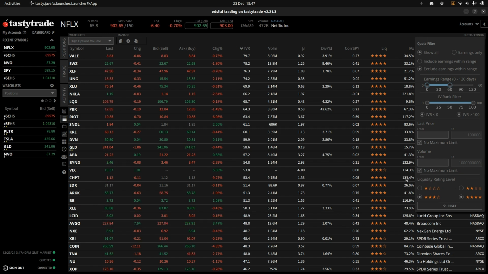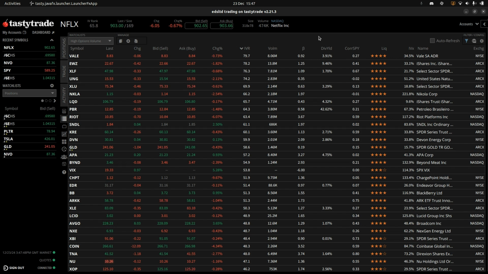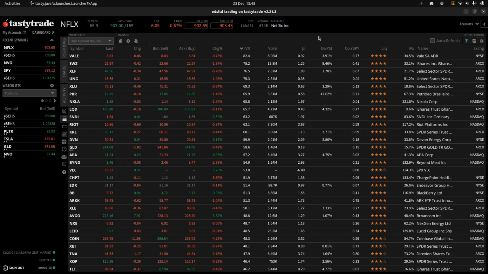And we also want to filter out anything with a low liquidity rating level, so we only have very liquid markets available to us on our watch list. The reason for this is because the more liquid a market is, the tighter the spread is. The spread is the difference between the bid and ask, and the spread is what you pay when you get into a position and when you come out of a position. So the tighter the spread, the less you pay. And to get a tighter spread, you need a more liquid market. So that's why we do that.